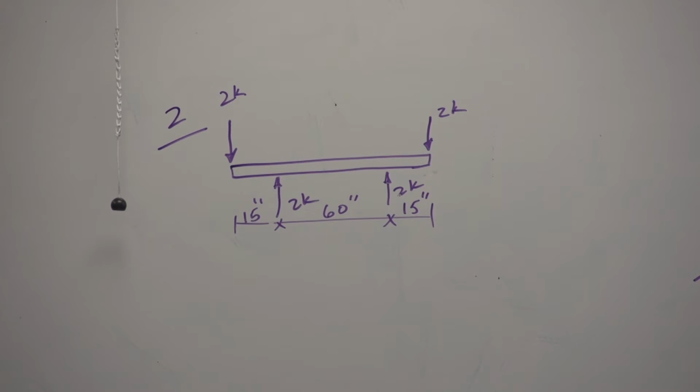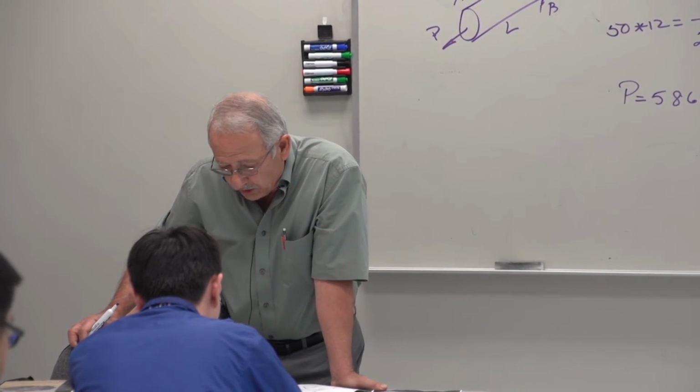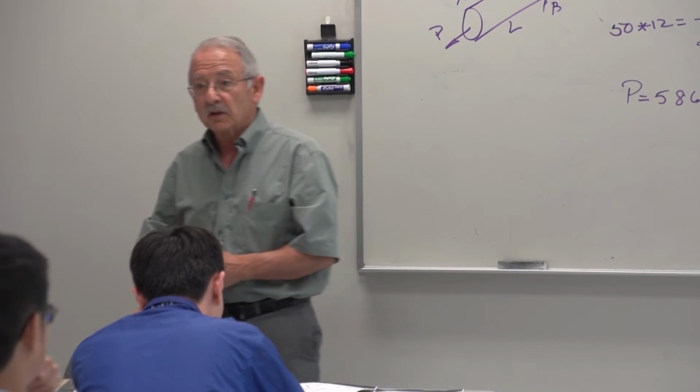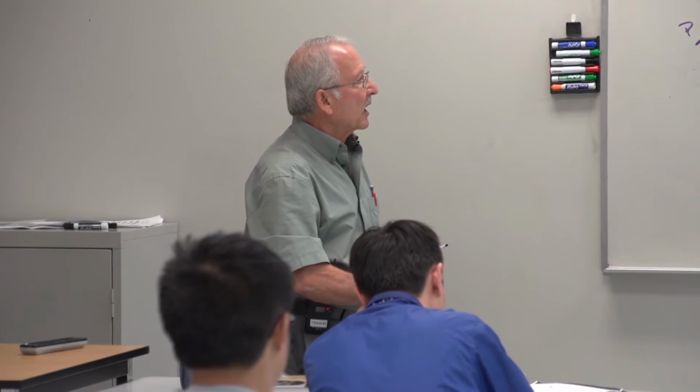So the problem says this. Using E equals 29 times 10 to the 6 psi, determine the strain energy due to bending for the beam and loading shown. Ignore the effect of shearing stresses. This is the VQ over IT part that we were talking about. In most cases, as I said, we neglect that.